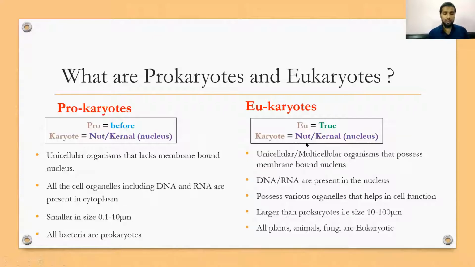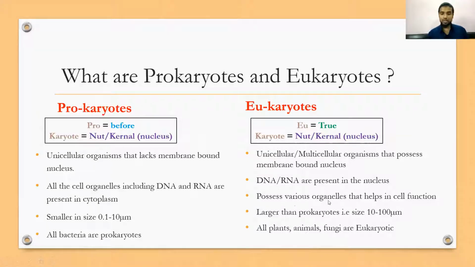Moving on to the eukaryotes, what does eu mean? Eu means true, true nucleus. That means it has a proper nuclear membrane. We'll see the characteristics of eukaryotes now. These are unicellular or multicellular. Unicellular examples can be amoeba, paramecium. Whereas for multicellular, you can consider human beings or plants or animals, anything, right? So these are unicellular or multicellular organisms that possess a membrane-bound nucleus, that means a true nucleus. Therefore, the genetic material is present within the nucleus since it has a nuclear membrane.